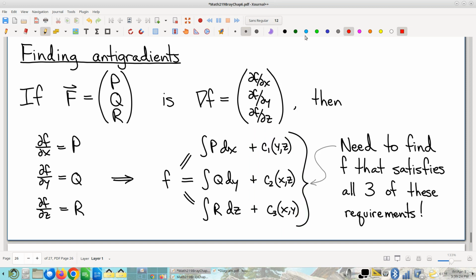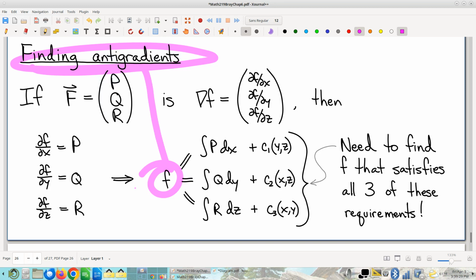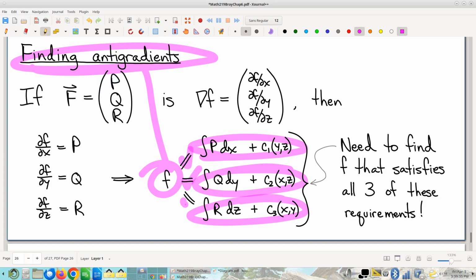Okay, so here goes the game then. Keep in mind our goal with all of this is to find the antigradient, right? We're trying to find this function f. And f has to equal all three of these things, as we've discussed. And if f needs to equal all three of these things, then all three of these things need to equal each other. That's going to be the game we play. We're going to write down the antipartials, write down what our partial constants are allowed to be, and play the game of how can I make these three things all equal to each other.